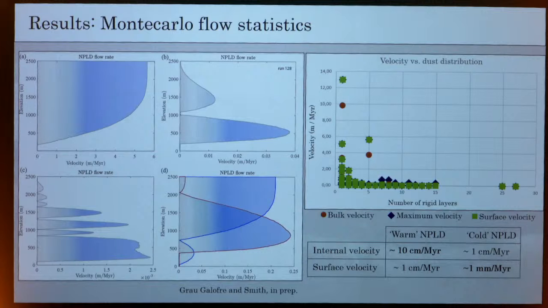And as you can see, as we increase the number of rigid layers, without changing the total dust content, we're always staying at 5%, it's just a matter of how it is distributed, we actually go down to rates that are about 1 millimeter per million years, which is essentially nothing, right? So these are the Monte Carlo statistics for the internal velocity and the surface velocity.